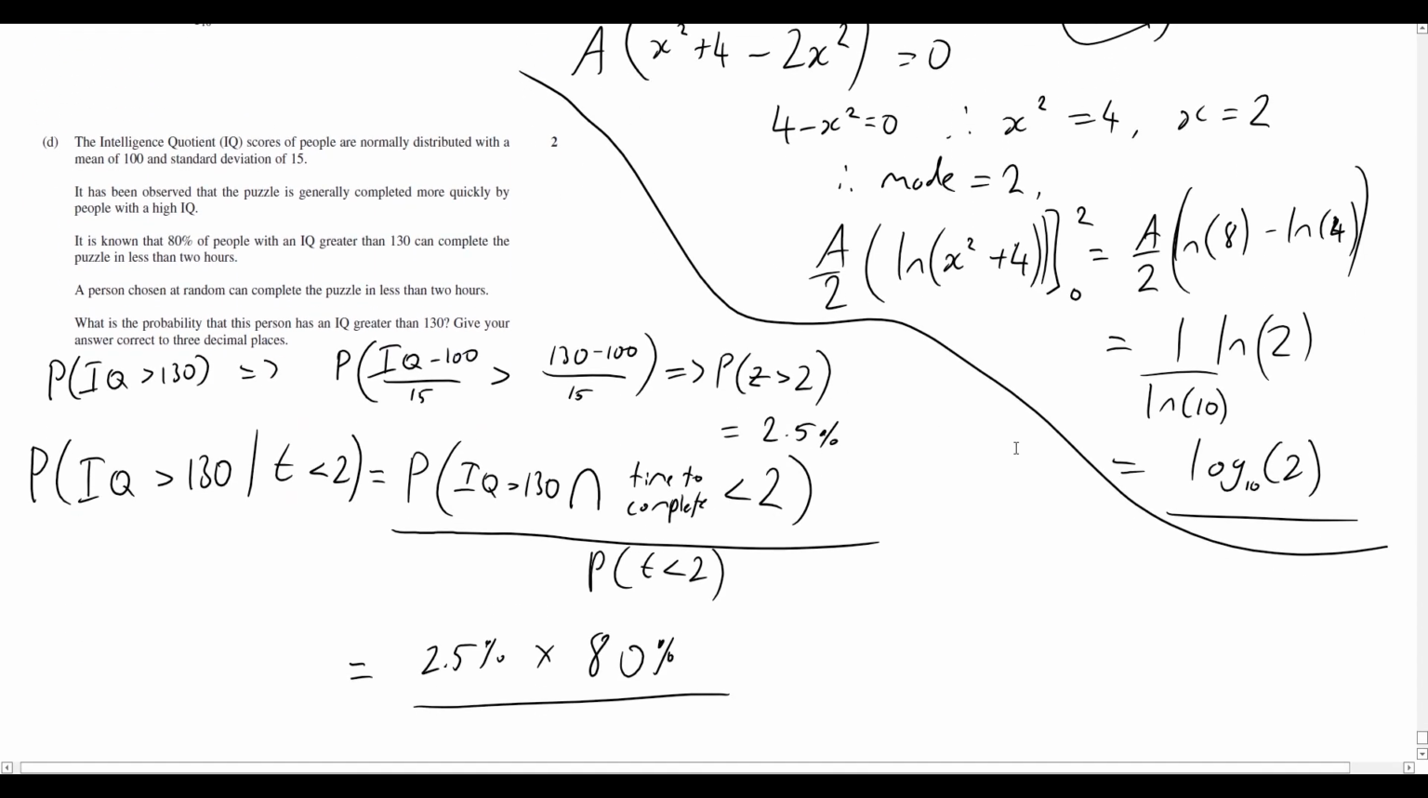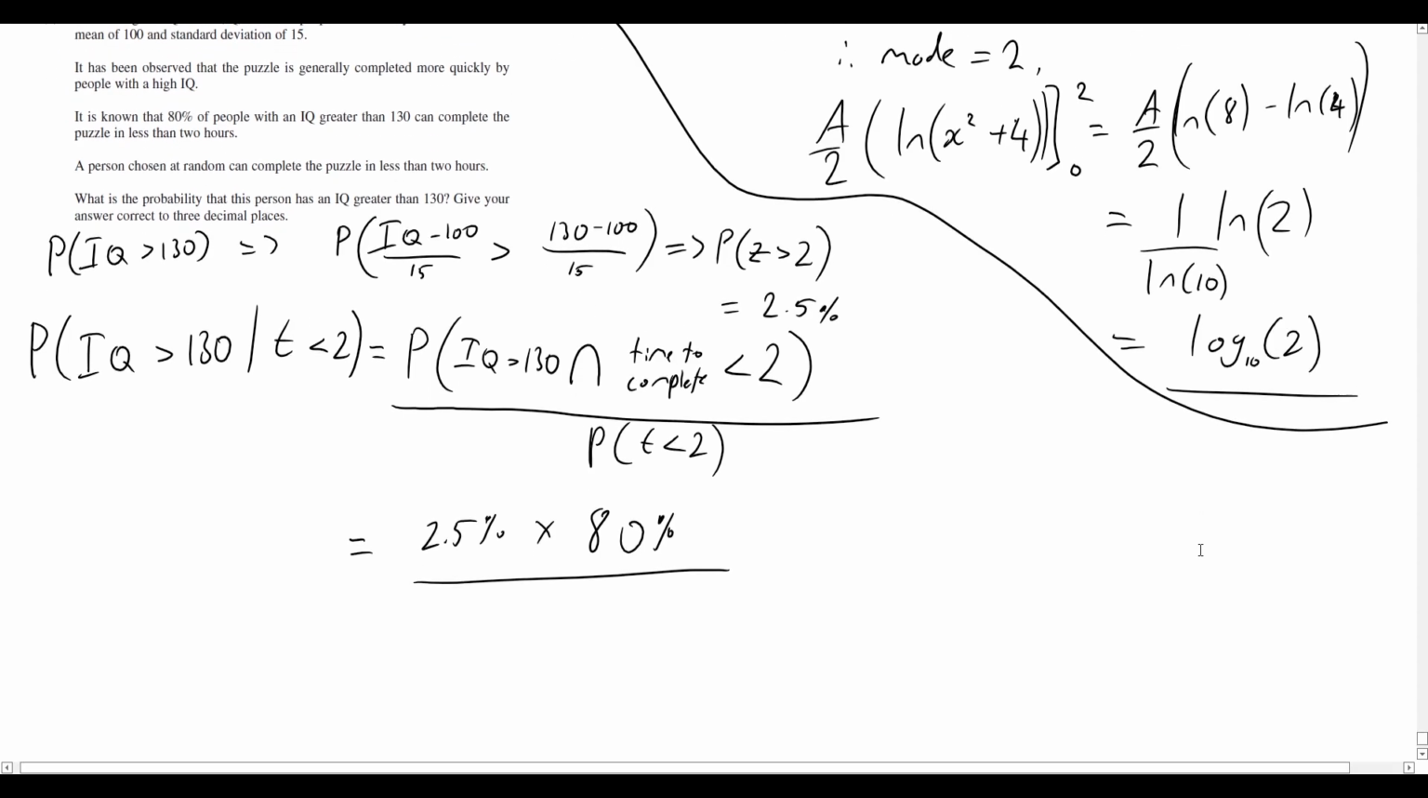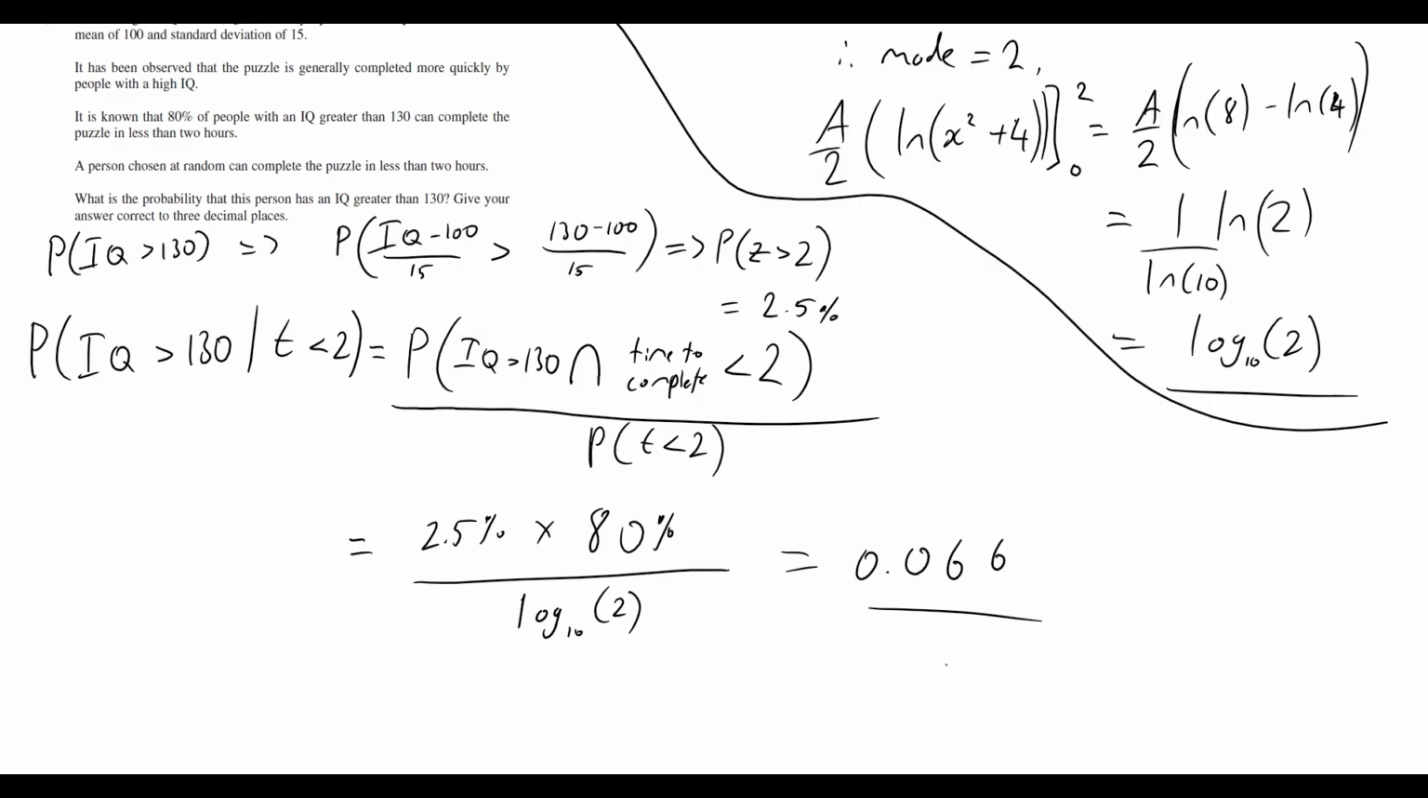And what that ended up being was a logarithm base 10 of 2. And so that's exactly what we can put there on our denominator now. So log base 10, 2. And so now putting that into your calculator, all you get is 0.0664, and it does say correct to 3 decimal places, so it's just going to end up being 0.066. And there we are. That is our final answer for part D.